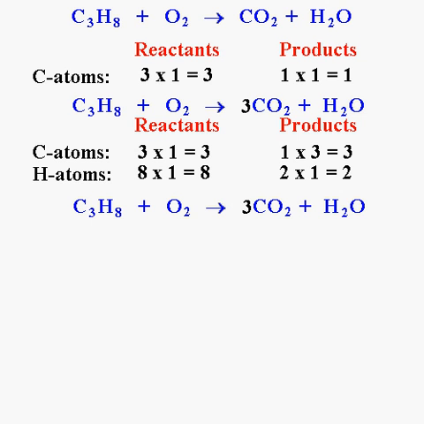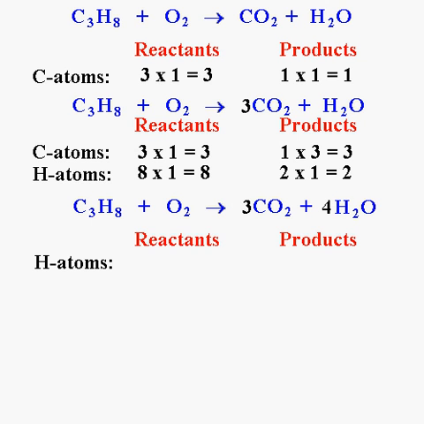Now, I want to play with the numbers again, but I have to be careful. I don't want to alter the number in front of C3H8 or the number in front of CO2. I've already used those to balance carbons. If I were to change either of those numbers, the carbon balance would be off. So I can't touch those numbers. However, I can balance the hydrogen atoms if I just put a number in front of H2O. I need 8 hydrogen atoms on the product side of the equation. I can get that if I put a 4 in front of H2O.